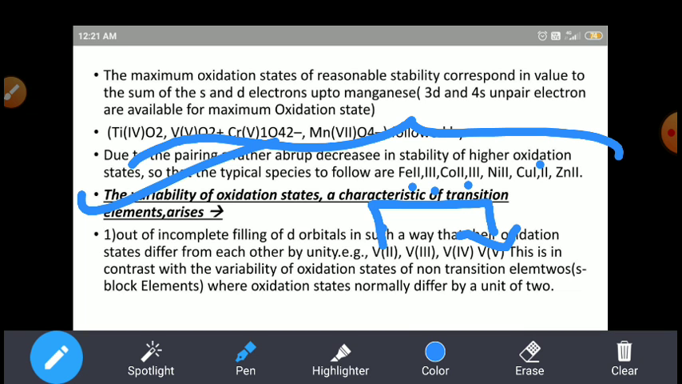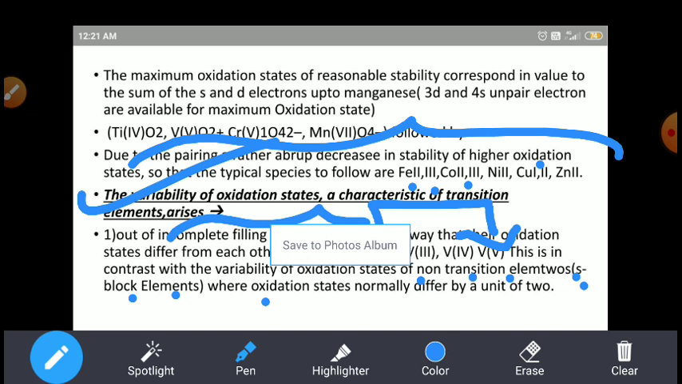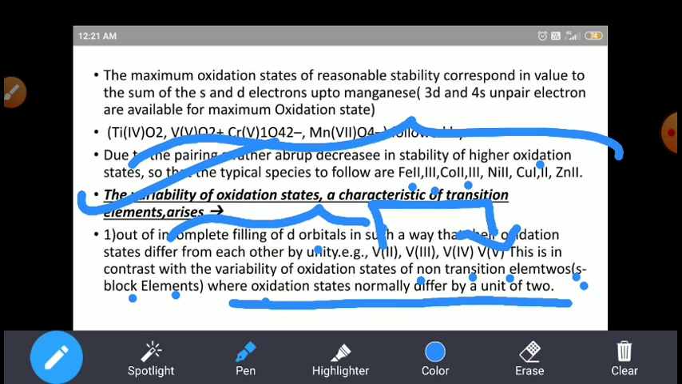So here these elements are there. Whatever d block elements are present here, they show the maximum oxidation state because unpaired electrons are present in the d orbitals. But when you compare with the non-transition elements, like the s block elements, the oxidation states are very less here.